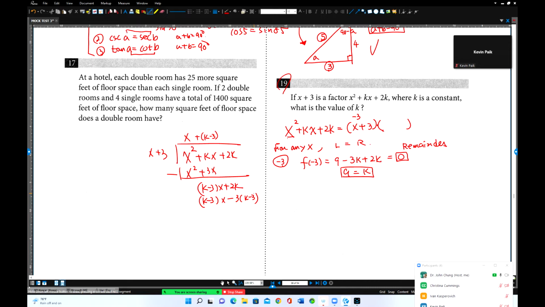That's right. You have to be careful. We need to multiply this number too. When you take them out, this is out. So you get 2k minus, minus, is plus 3k minus 9. But that is a factor, which means the remainder should be 0, okay? Because the remainder is 0, that is a factor. If there's some remainder, some number over here, x plus 3 is not a factor. That's true. So 2k plus 3k minus 9 equals 0.